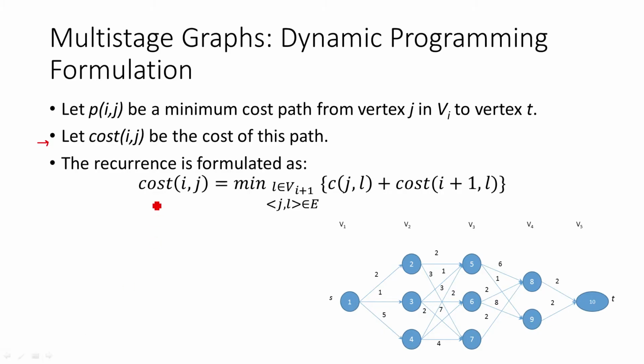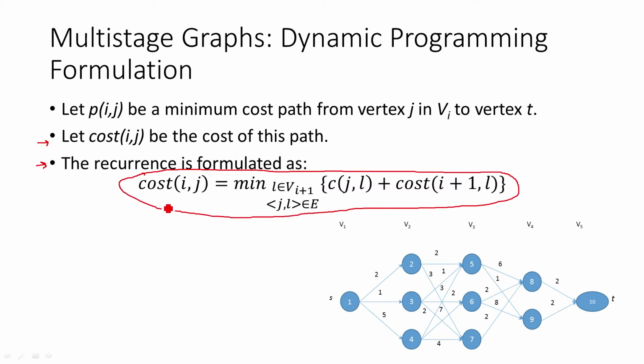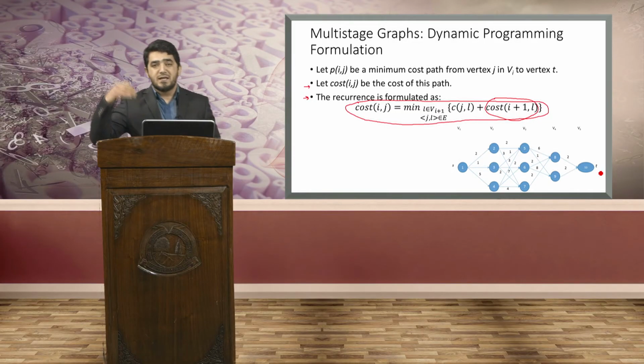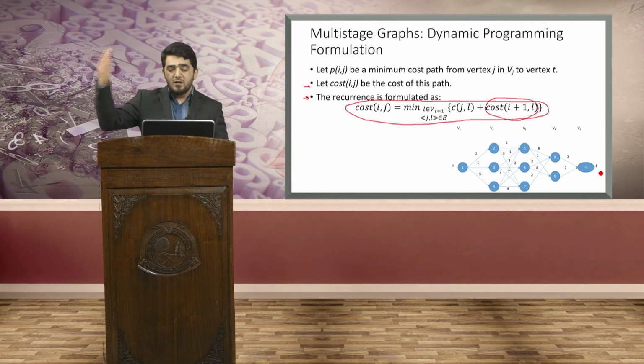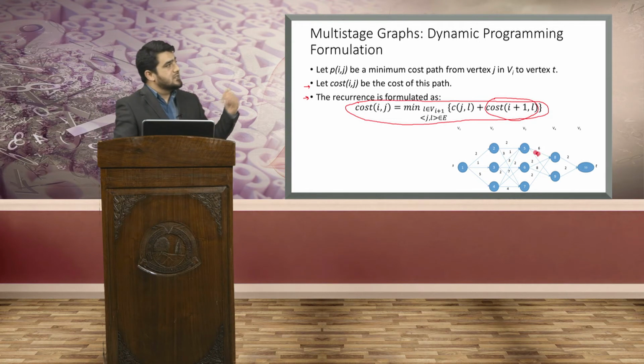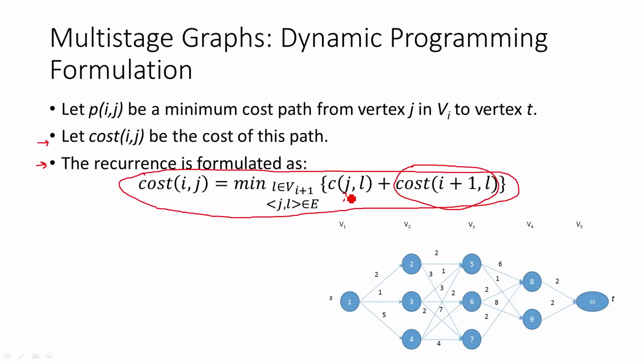Now the recurrence is formulated as cost of I comma j is equal to the minimum of the cost of the edge from node number j to some other node in the next stage, plus the cost that has been computed using the same recurrence. We need to decide which particular edge, or which particular node in the next stage, needs to be selected so that we have the minimum cost path to t. So this cost of I comma j represents the minimum of C of j comma L, where C of j comma L is the cost of the edge j comma L.